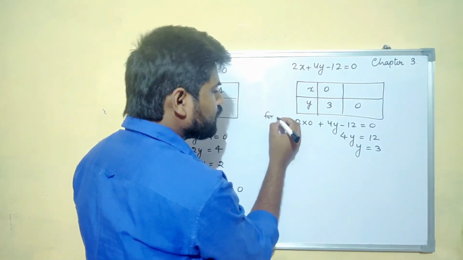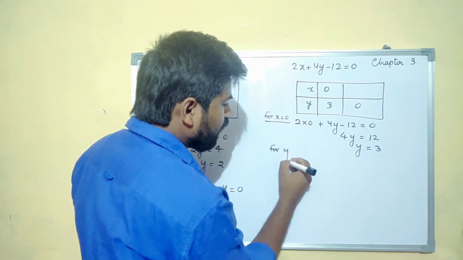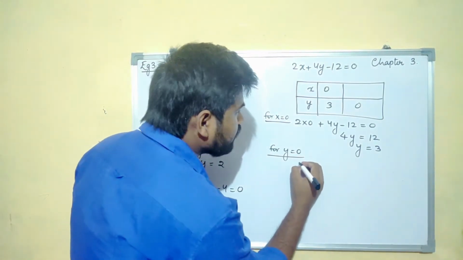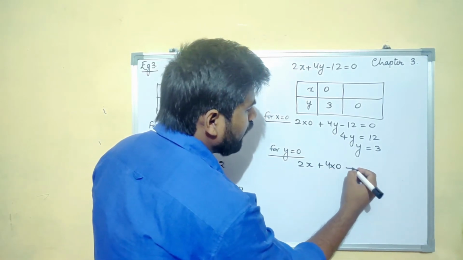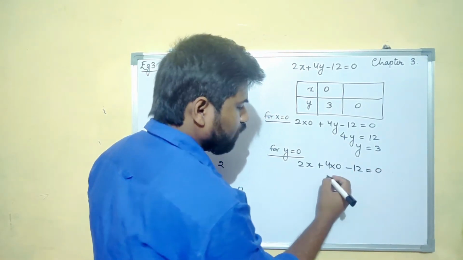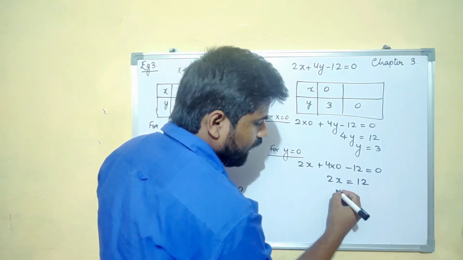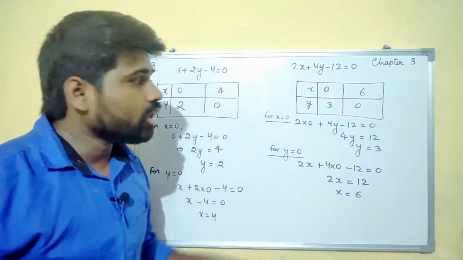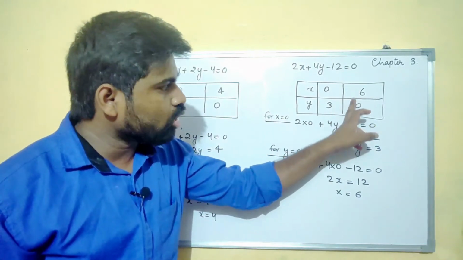Now let us put the value of y as 0. You can mention here that this was for x equals 0, and now we are doing it for y equals 0. Putting the value of y as 0, you will get 2x plus 4 into 0 minus 12 equals 0, or 2x is equal to 12, and x is equal to 6. So you have got the points for this equation as well, that is (0, 3) and (6, 0).